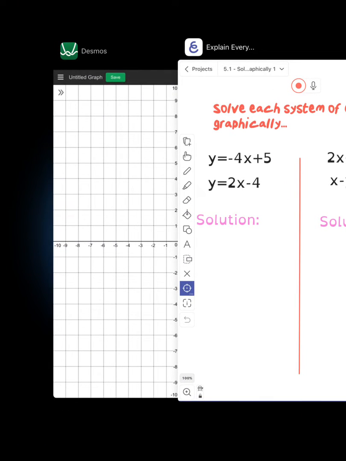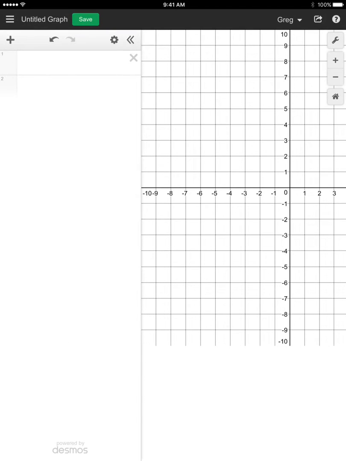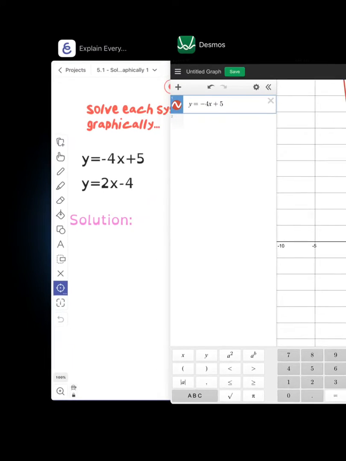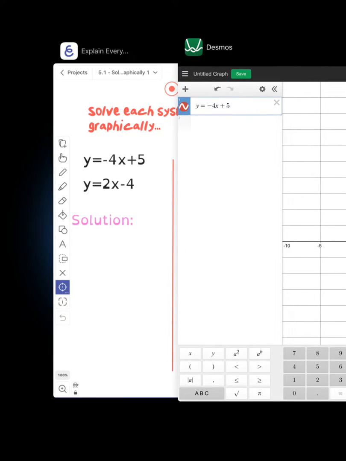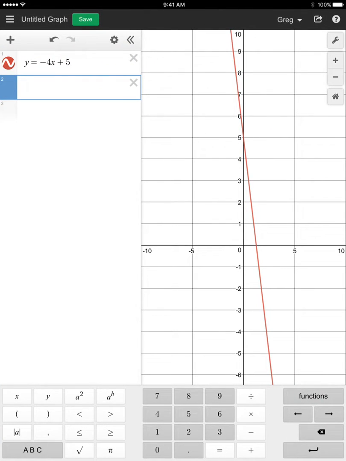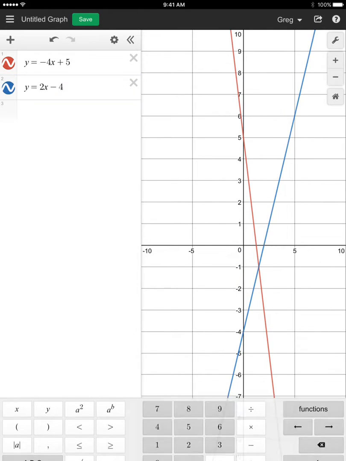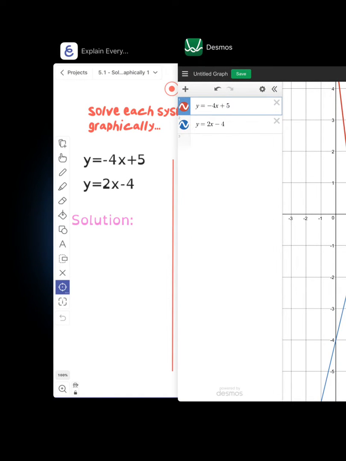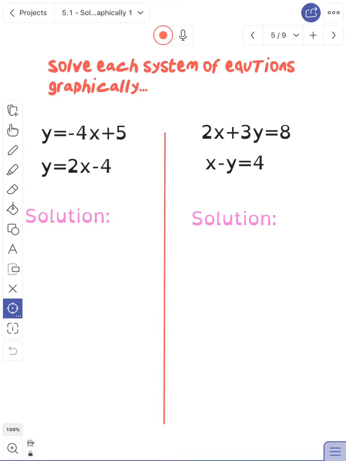So I'm going to pull up my Desmos graph here. Our first equation is y equals negative 4x plus 5. So I've accurately graphed the first equation. The second equation is y equals 2x minus 4. And then according to our list of steps, I want to see where they touch. So it's very clear that these two lines touch right there at the point (1.5, negative 1). So the solution to that system would be (1.5, negative 1).